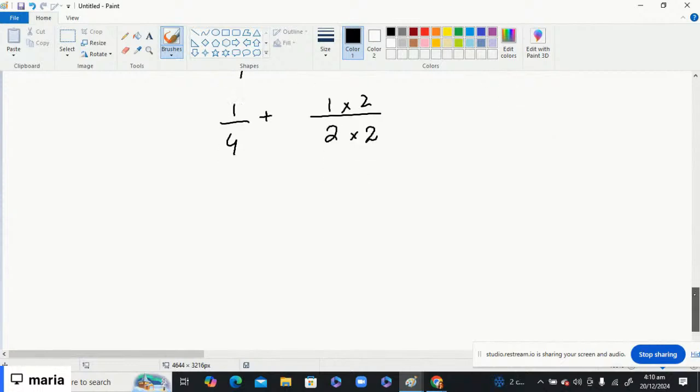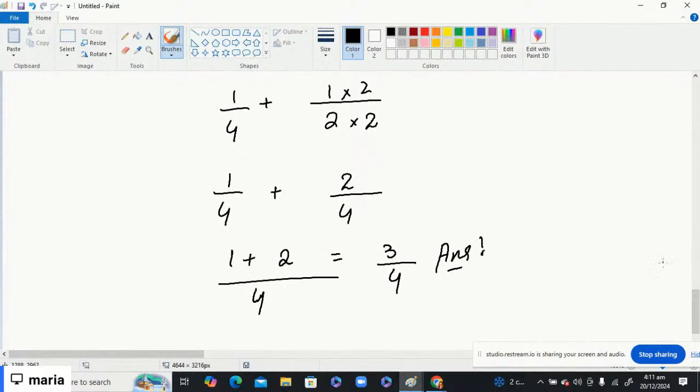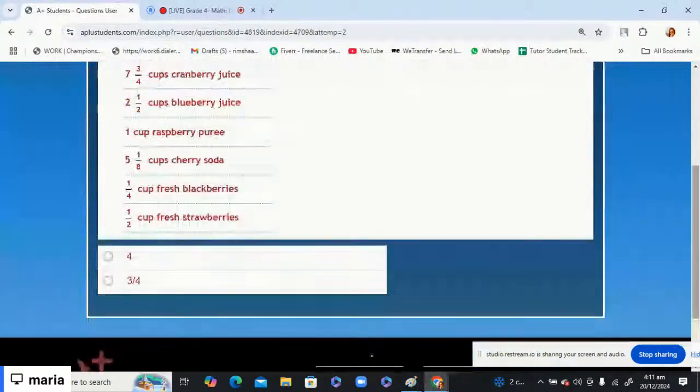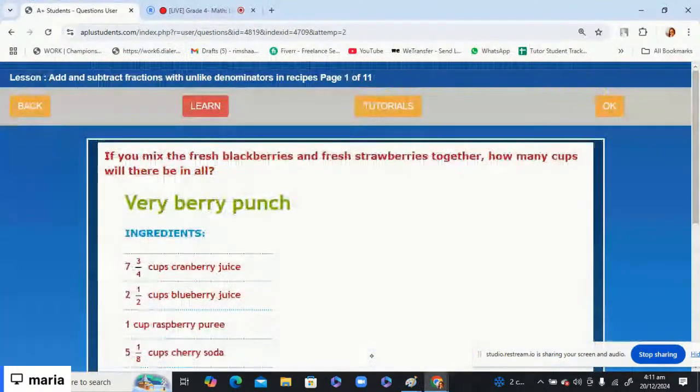So 1 by 4 as it is. 2 times 1 is 2. 2 times 2 is 4. Putting 4 in the denominator, then 1 plus 2, which is 3 over 4, and that is your answer. Okay, let's see. Is there any answer that is 3 by 4? Yes, option B is here.